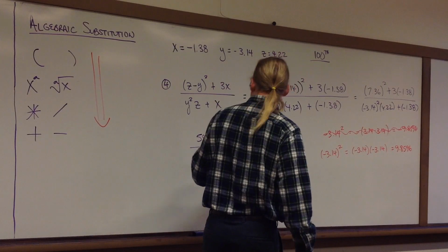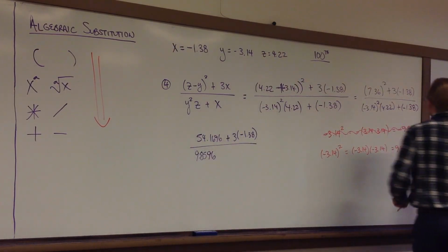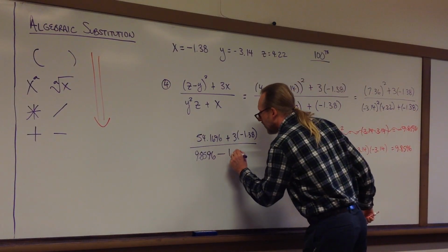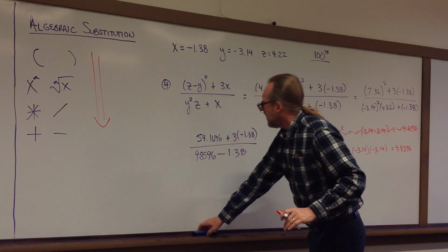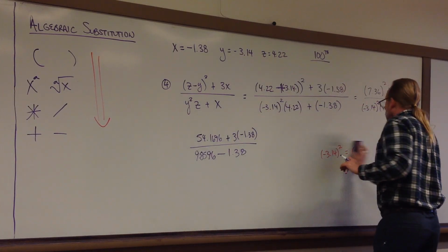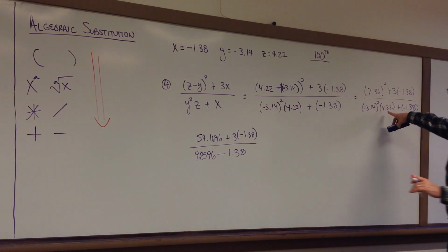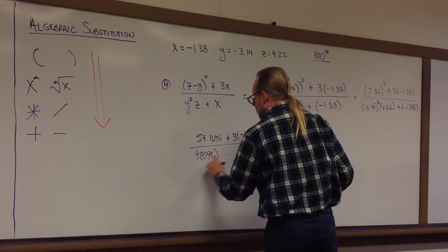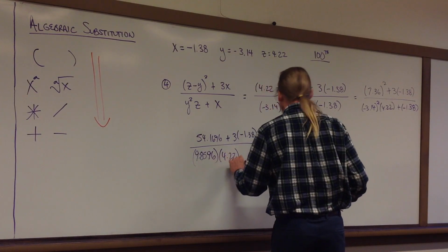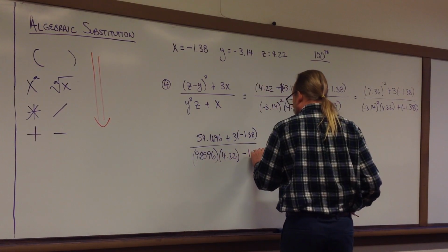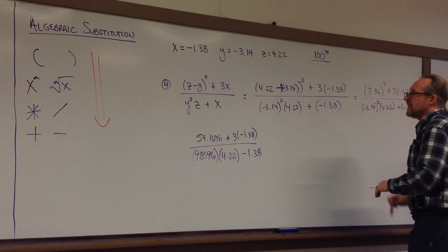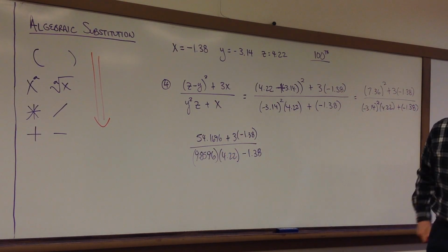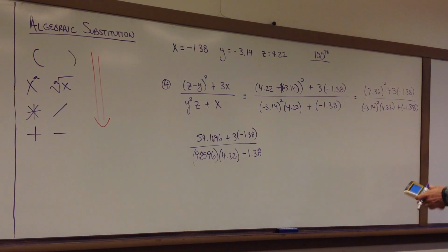9.8596, and then what else? I'm just going to write this as minus 1.38, right? The plus and the minus make a negative 1.38, and there we go. Looks like we've got, oh, I left off this 4.22. So let's put that in there. Times 4.22 and then minus 1.38. All right, so now we've got the multiplication to do. 3 times this, and then I got to multiply those two right there. So let's get the calculator going here.